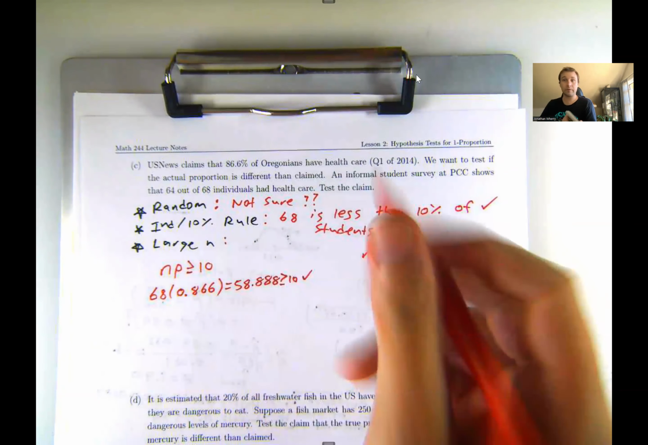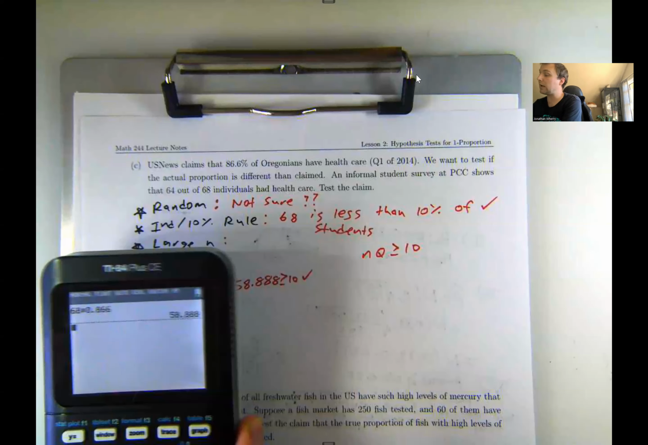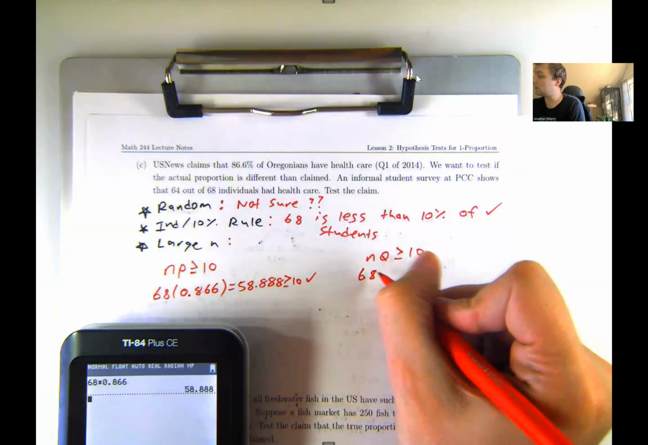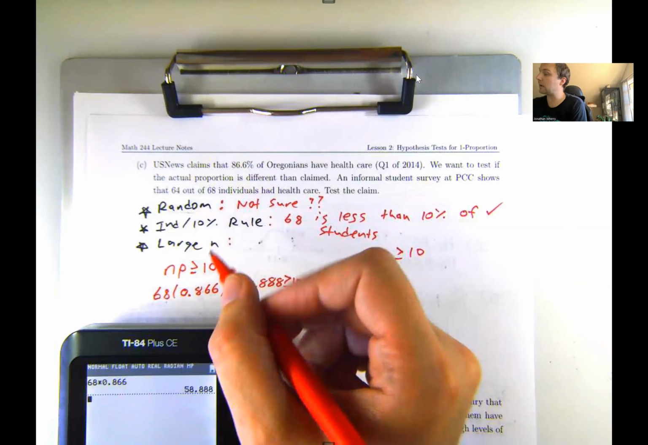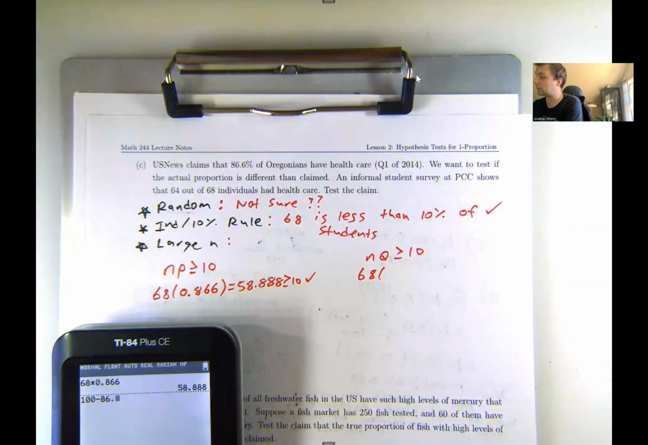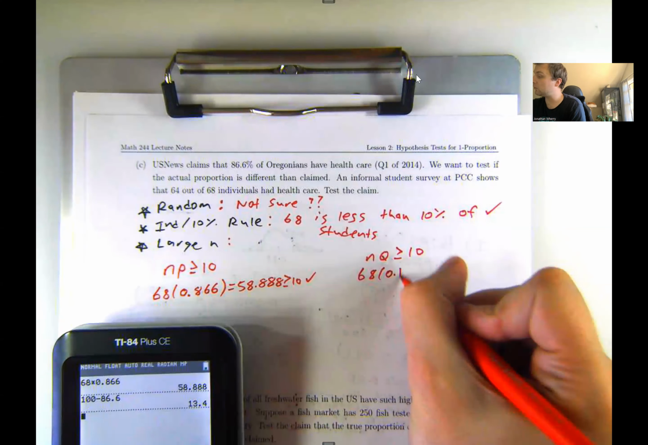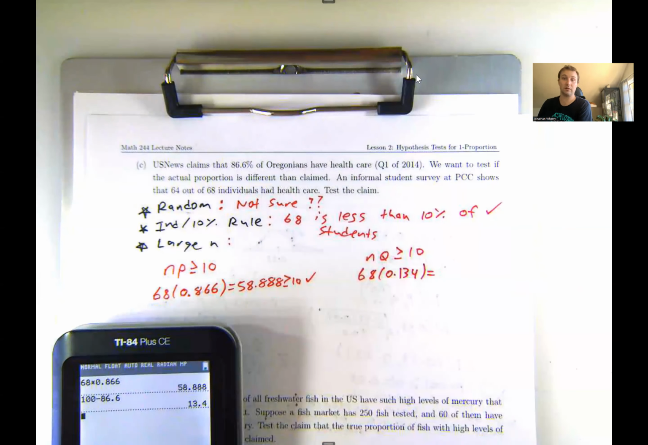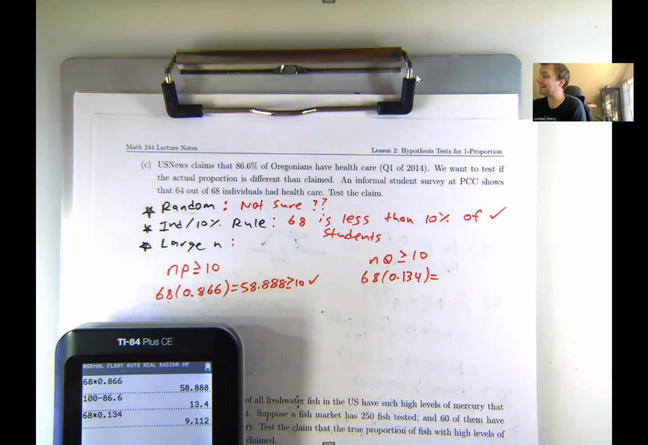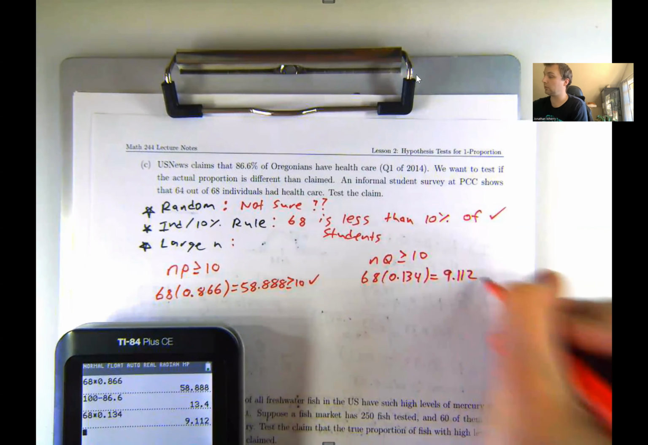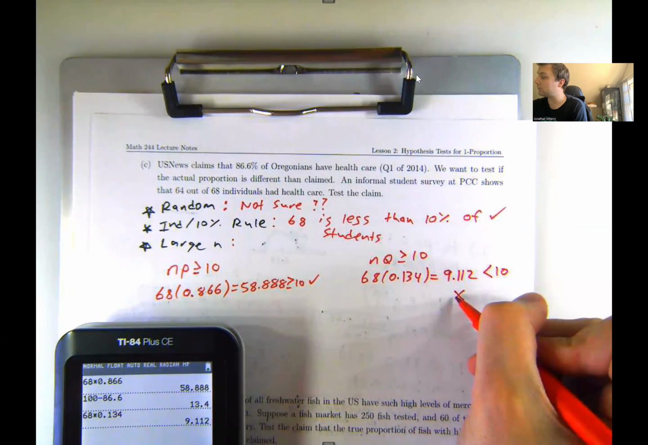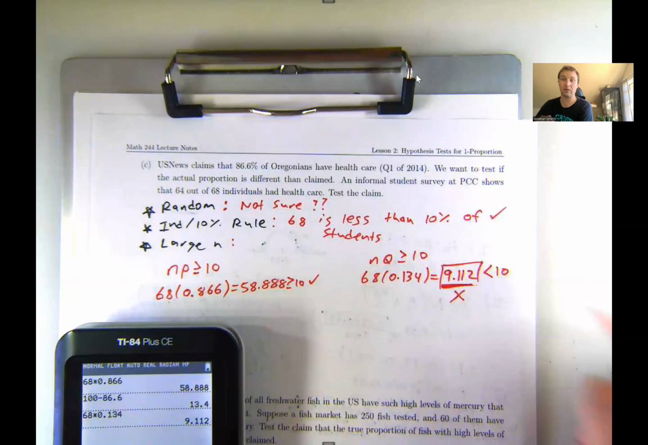And if it is, I'll go through the 4 steps here. Let's check N times Q. My N is still 68. My Q is the complement. So if you think 100%, take away 86.6. This gives me a Q of 13.4%. If I do 68 times 0.134, I get 9.112. That's less than 10. I need to have this number be 10 or bigger.